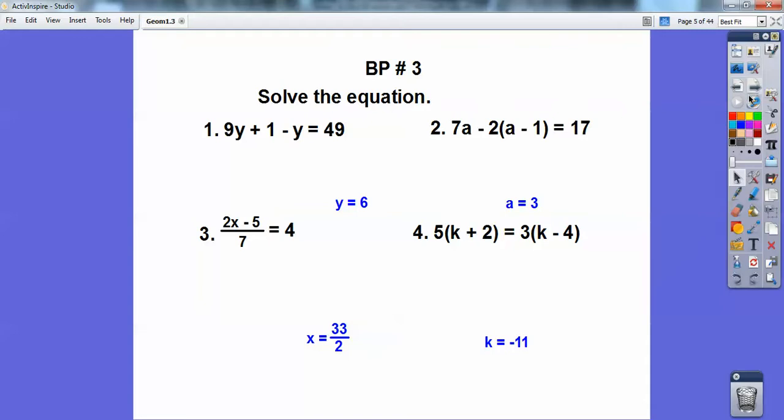On this one, here you get 5k plus 10. Here you get 3k minus 12. Subtract 3k from 5k and you get 2k. And then you're going to take away 10 from the negative 12, sorry. So negative 12 minus 10 is negative 22. So you should have 2k equals negative 22, so k is negative 11.